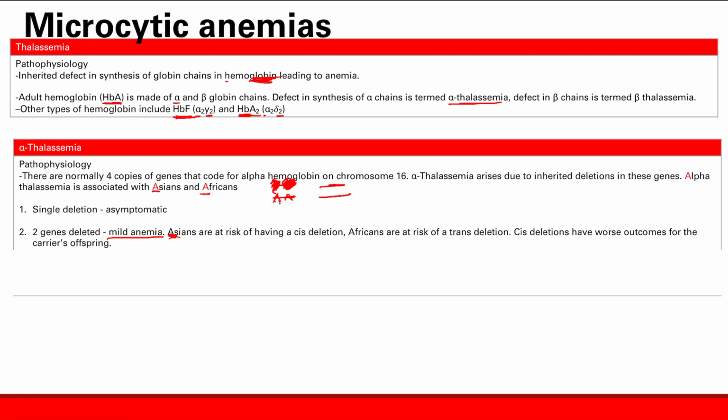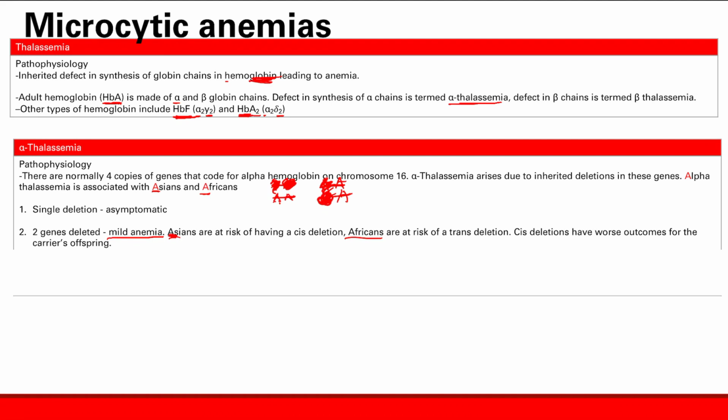Asians are at risk of having a cis deletion, and Africans are at risk of a trans deletion. So that's the opposite. You lose this one and you lose this one. So one copy on each chromosome is lost. Africans are at risk for that. And the difference is that cis deletions have worse outcomes for the carrier's offspring.